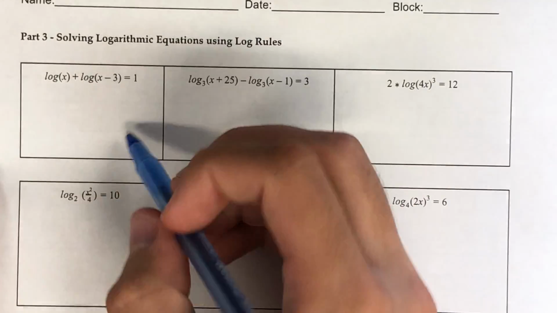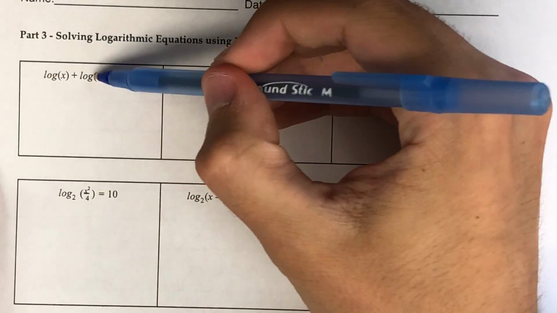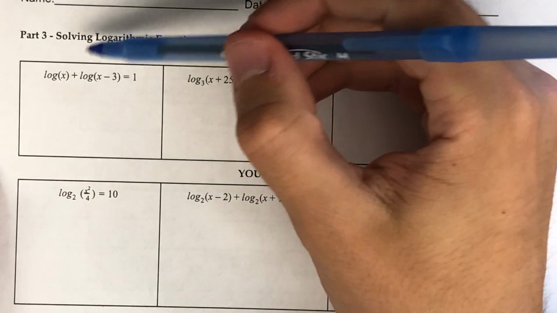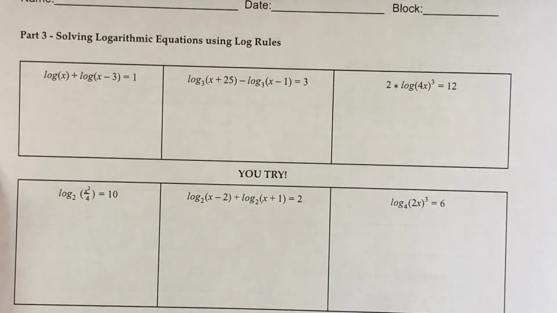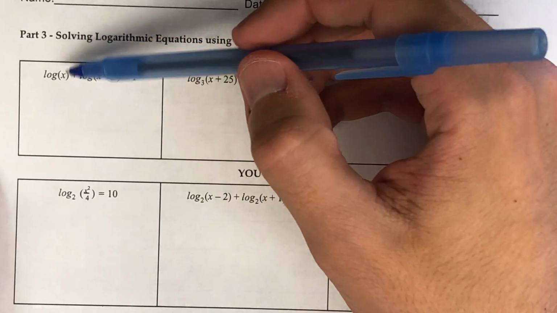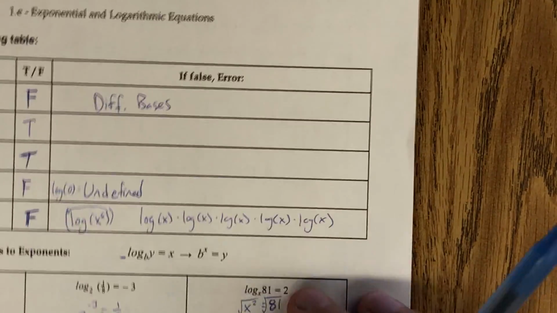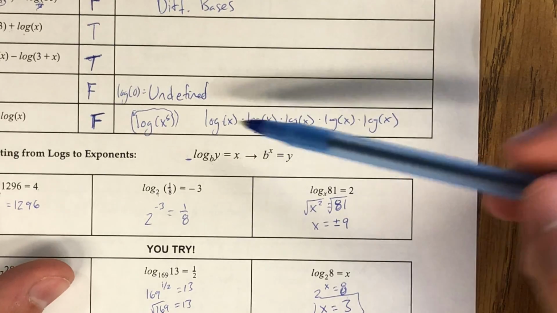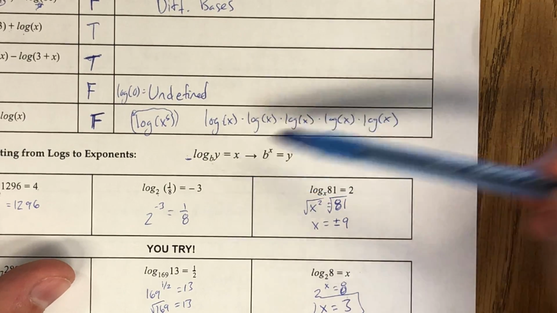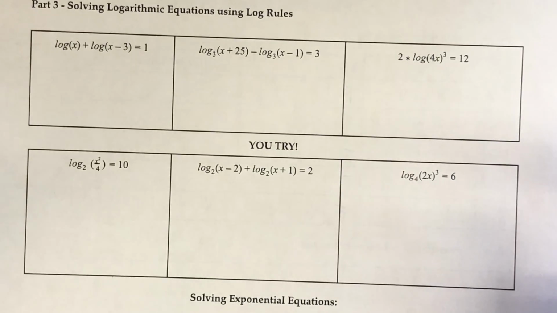Okay. Here, number 1. Again, we have common logs, so log base 10s. In this case, we have 2 logarithms. So we cannot just convert to exponential form right away, because remember, to convert to exponential form has to be just a log equals something. So in this case, is there a way we can get this into just one log?